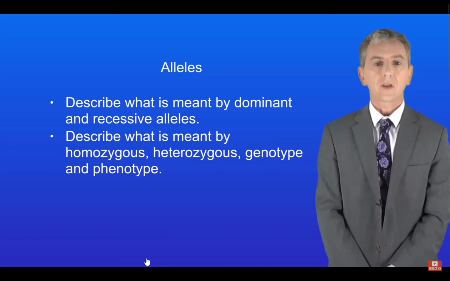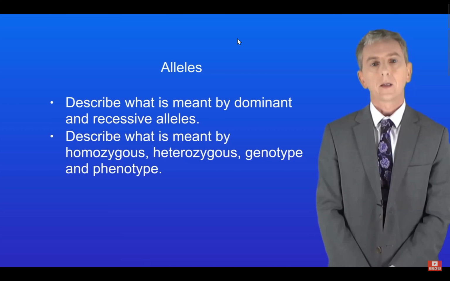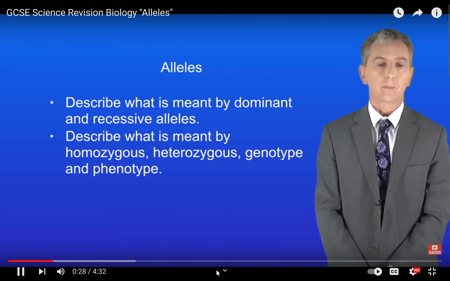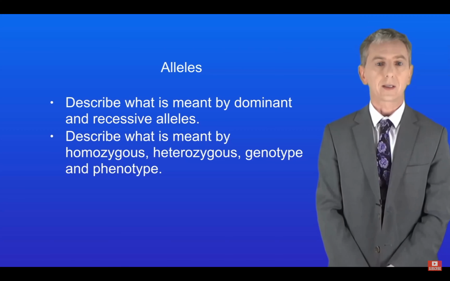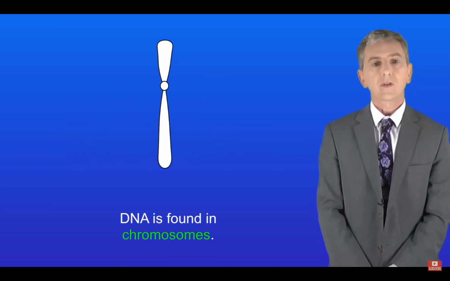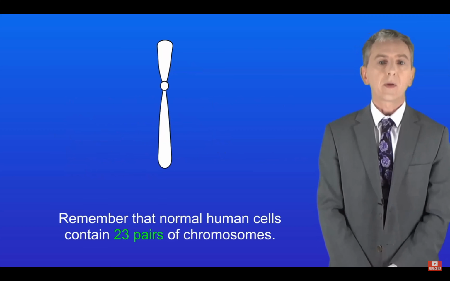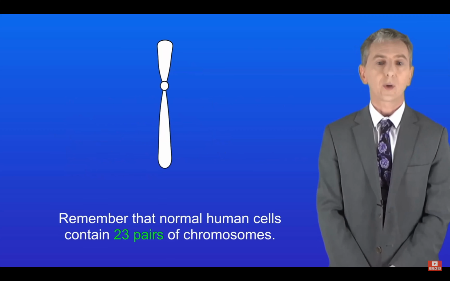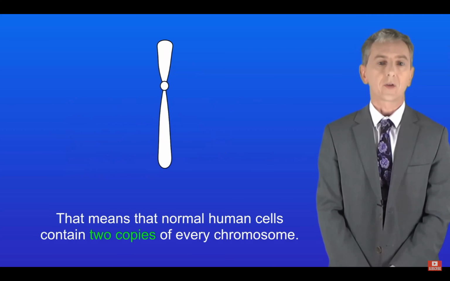You should then be able to describe what's meant by homozygous, heterozygous, genotype, and phenotype. Now, this video does contain a lot of definitions, and it's really important that you learn them. I would suggest that you watch this video several times until you're happy with the ideas. In previous videos, we've seen that DNA is found in chromosomes, and I'm showing you here a human chromosome. Remember that normal human cells contain 23 pairs of chromosomes.